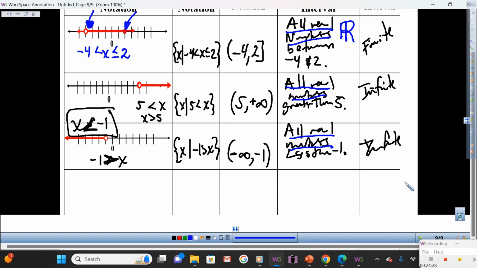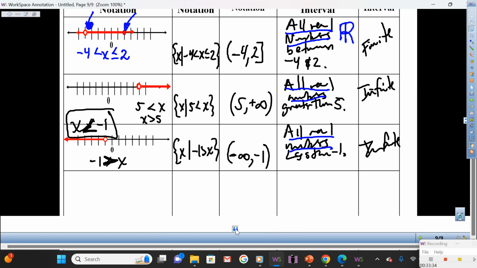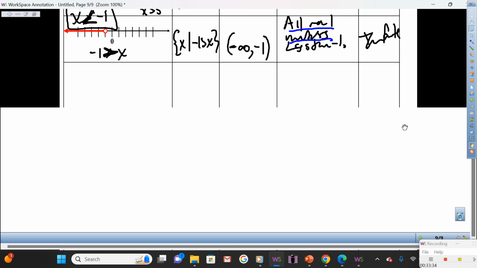All right, so from 1 to 5, how comfortable are you with this part so far? We got this, right? All right, so add one more row, and let's see how well we got this. This time, I'm not going to give you a graph. I'm going to give you the interval notation.